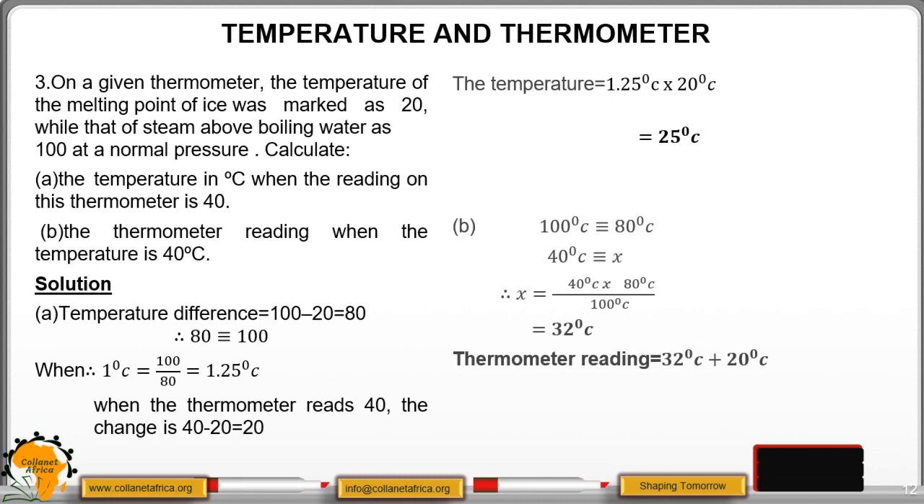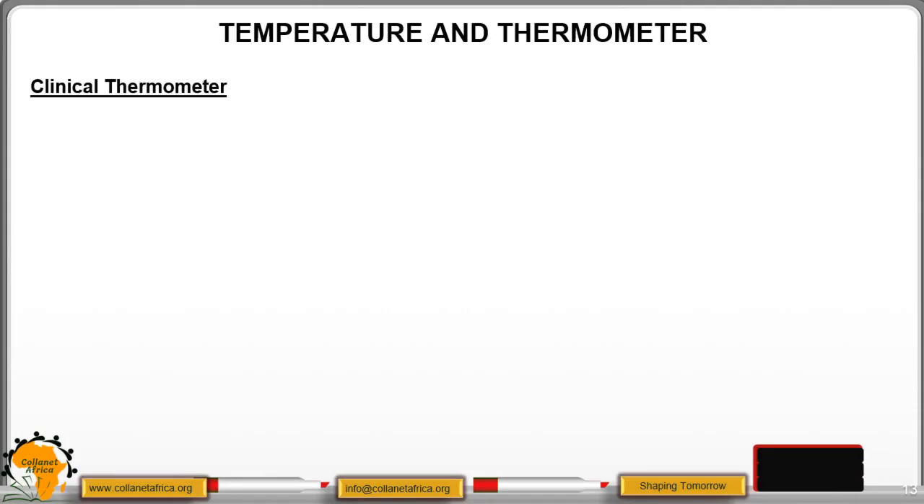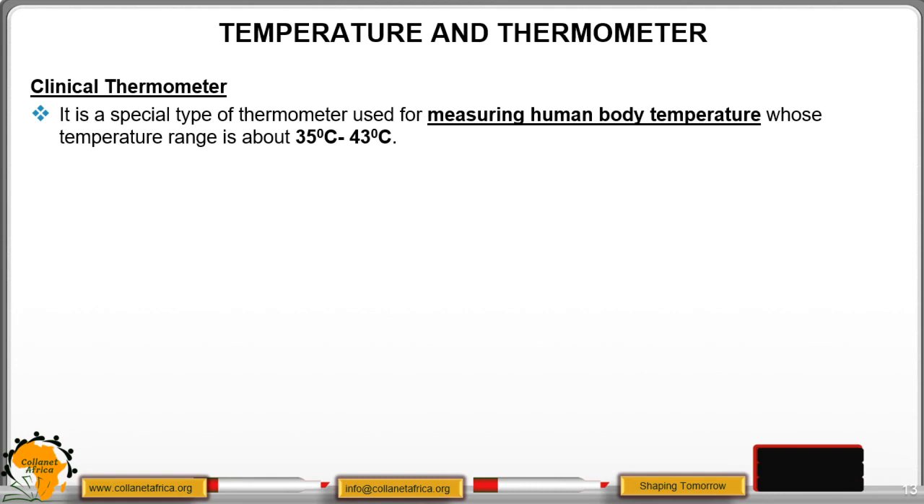So we have to add the temperature at freezing or at melting ice. So you add 20. So it implies that the reading will be 52 degrees Celsius. From there, we move to clinical thermometer. This one is a special type of thermometer, and it is used for measuring human body temperature.